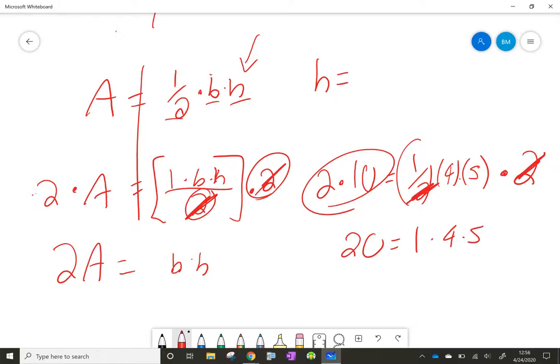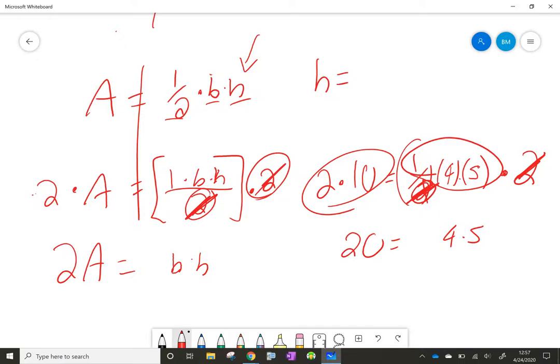Just simply getting rid of the 2 here and leaving the 1, the 4, and the 5. And that's true. 20 is equal to 1 times 4 times 5, right? And of course, 1 times 4 times 5 is the same as 4 times 5. So that's exactly a numerical example of what I'm doing.